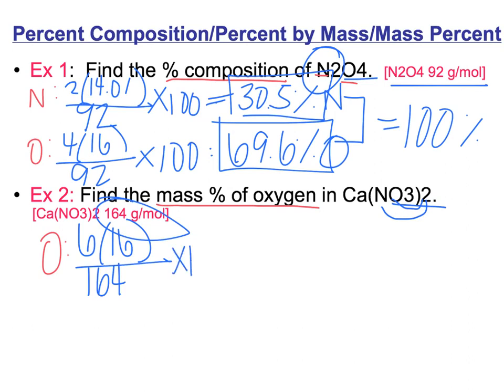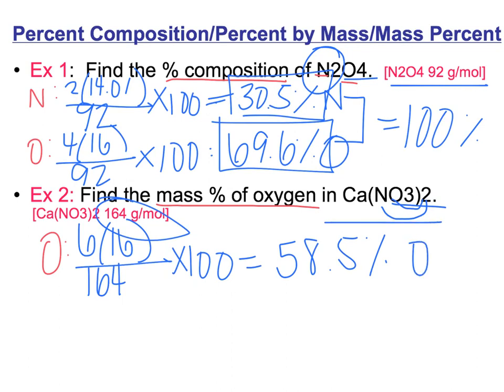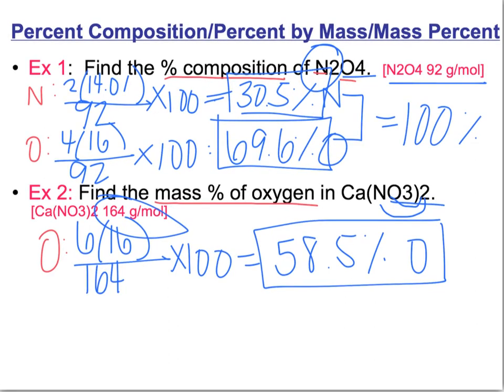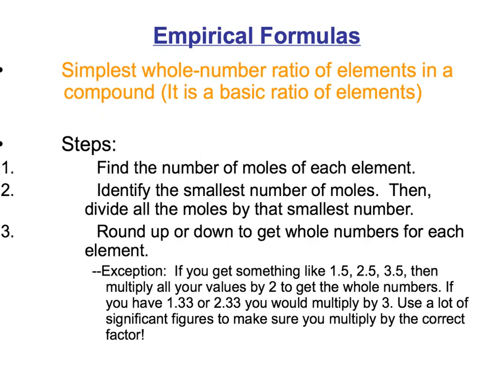Whenever you do anything with percentages, multiply it by 100. So if you plug this into your calculator, you should find that calcium nitrate is 58.5% oxygen. And it is important, I know we'll have a lot of people that ask this question, to have this O after. To have the O after is going to be very important. And that is all that we do for percent composition or mass percent types of problems.